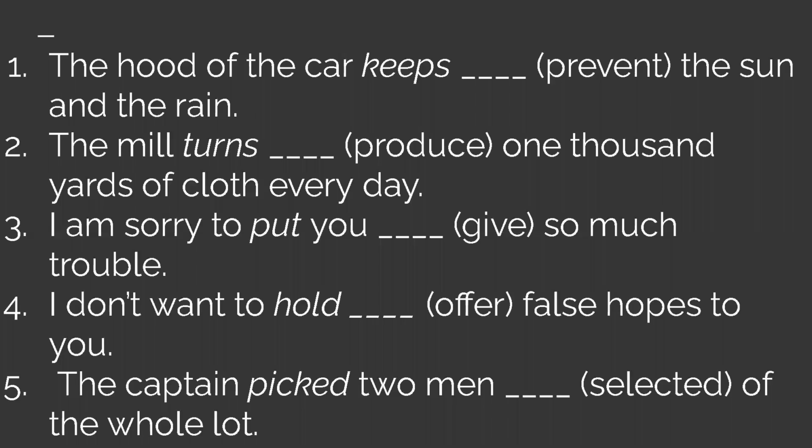So the first one says, the hood of the car keeps dash the sun and the rain, which means prevent. So what can you associate with keeps? Keeps on? No, ma'am, not keeps on. Off. Yes, O double F. Keeps off. That is to prevent.